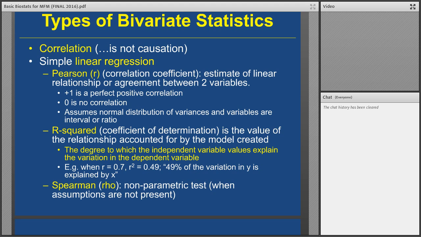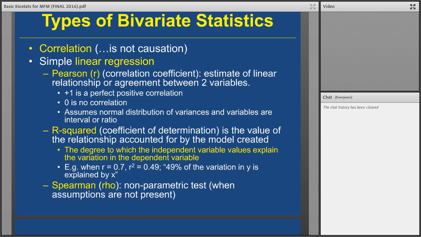So +1 would be perfect positive correlation, 0 would be no correlation, and -1 would be a perfect negative correlation. So as the independent variable increases, the dependent variable would decrease. It assumes that there's a normal distribution of variances and that the variables are interval or ratio. So again, describing the data is really important, and getting a handle on what the data looks like is really important before we apply a simple linear regression.